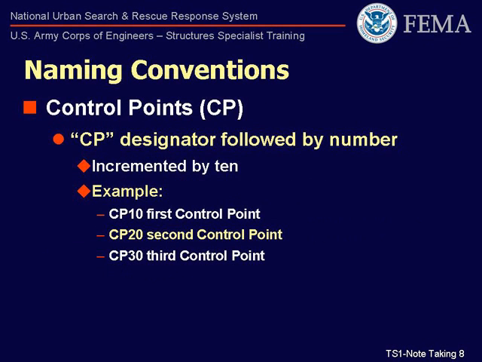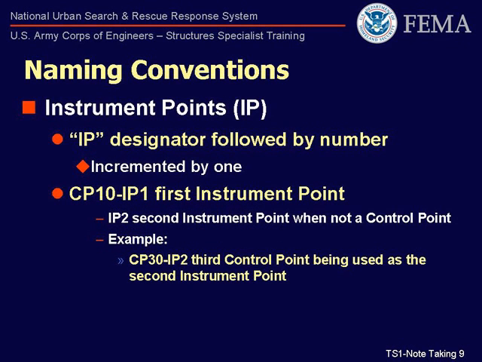Control points are labeled CP, followed by a 2-digit number designator. Control points are labeled in increments of 10, so the first CP is labeled CP10, the second CP20, and the third CP30, and so on. Typically, the first control point is the first instrument point as well, and this point will have additional label descriptors inserted.